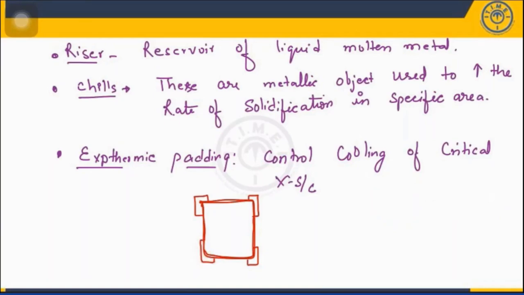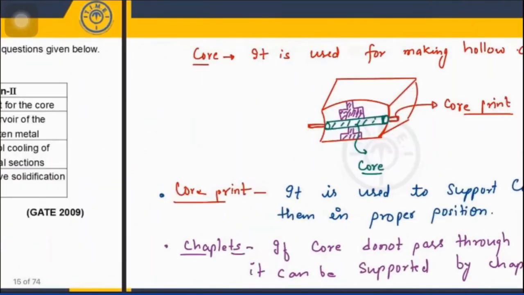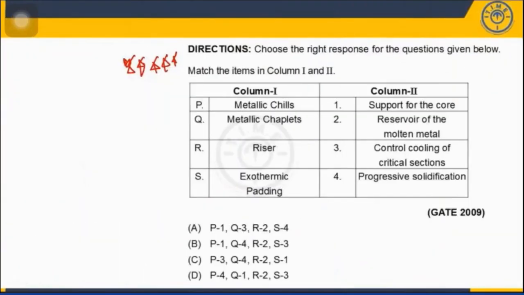Now, based on this whole theory which I have discussed till now, they have framed one question in the form of match the column. But again, I'm telling you, this is not a single question, because this riser part they have already asked 2 times in the GATE exam. Maybe in 2025, that means this year, they can frame the question based on metallic chills or the chaplet, and they will frame the 4 options. If you know the concept, you can easily mark the correct answer.